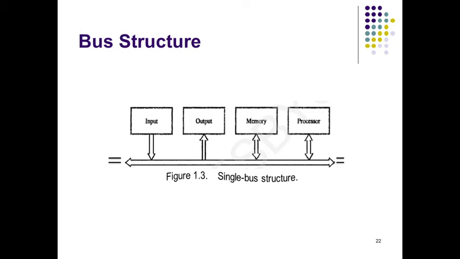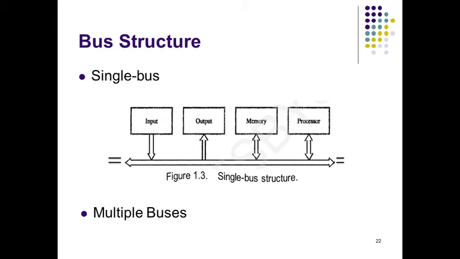Because the bus can be used for only one transfer at a time, only two units can actively use the bus at any given time. Bus control lines are used here to arbitrate or to control the multiple requests for the use of the single bus. The main virtue of single bus structure is its low cost and its flexibility for attaching peripheral devices or external devices.